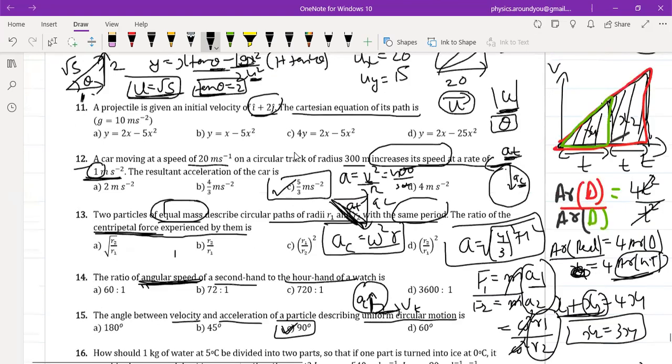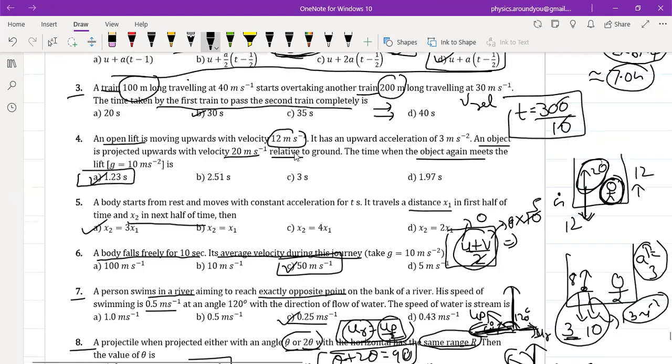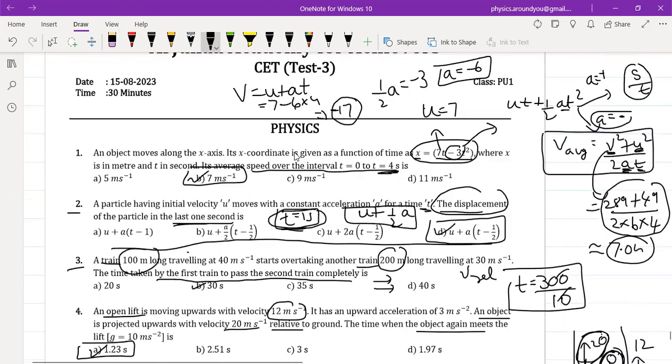Well, these were a few very unconventional approaches and time-saving formulae for the kinematics question in your CET test 3.